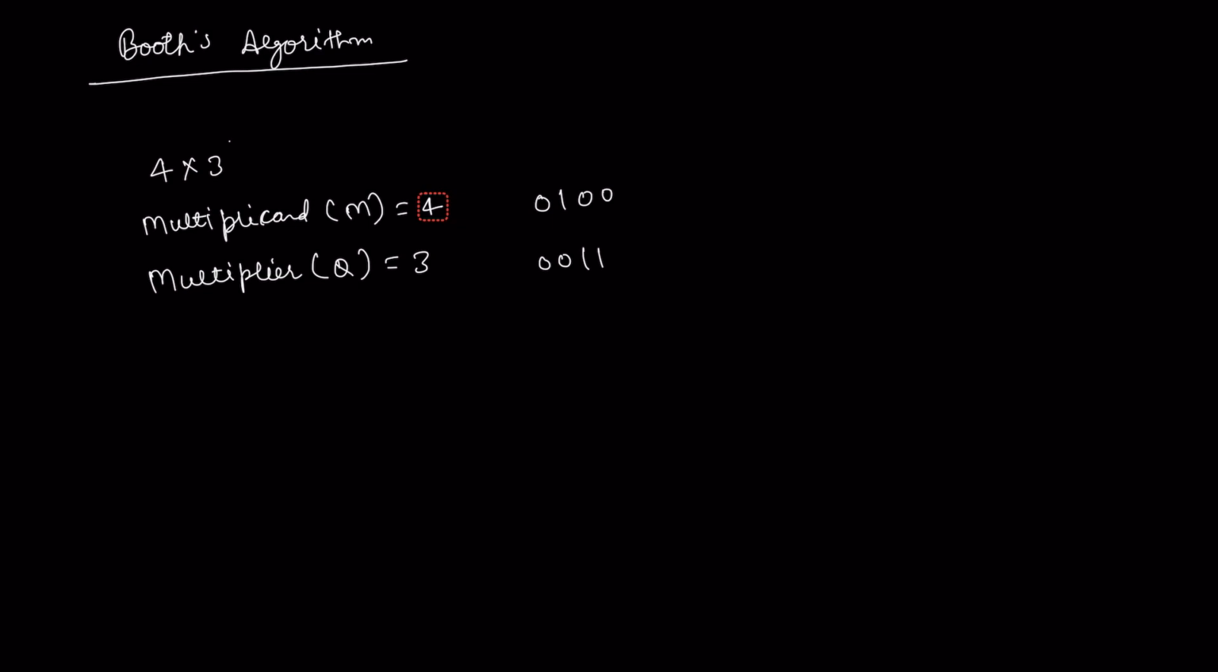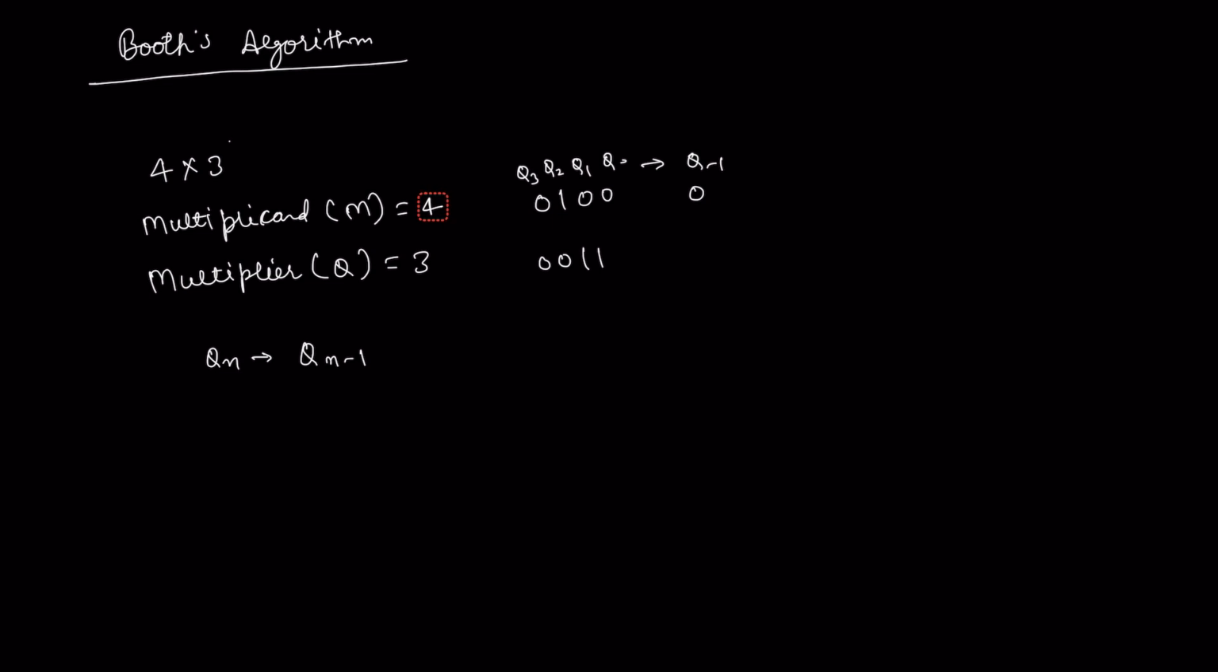So we put one extra bit, that is called Q minus 1. We will consider Q0, Q1, Q2, like this, Q3. So Q minus 1 will be one extra bit, and here we have to put 0. And we have to compare each bit of the multiplier Qn with the bit to its right, that means Qn minus 1. Based on the pair, we will decide the action. If we take any bit Qn, then we have to consider the bit just to its right, that means Qn minus 1.